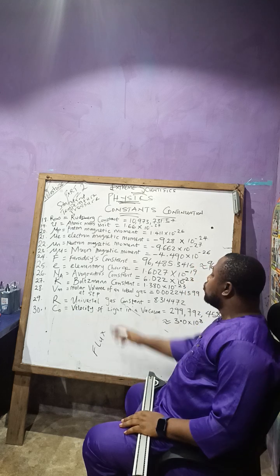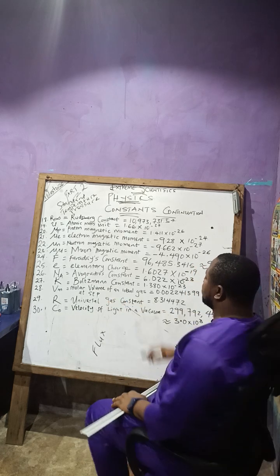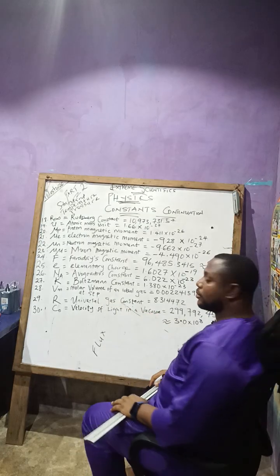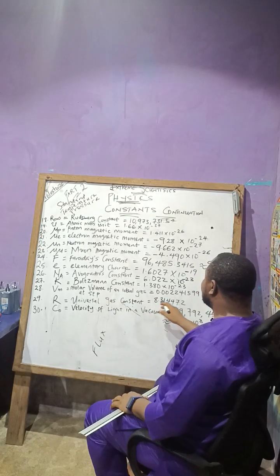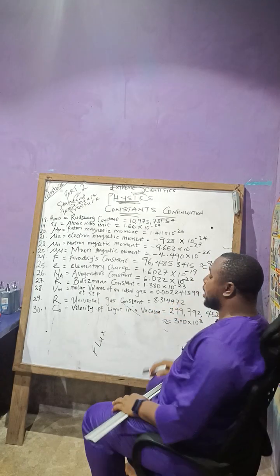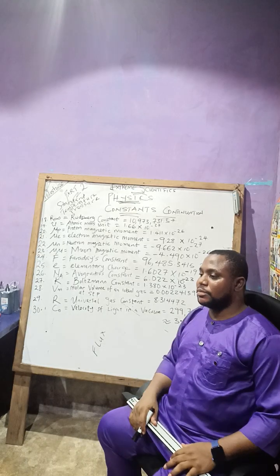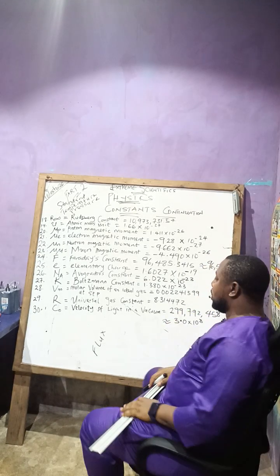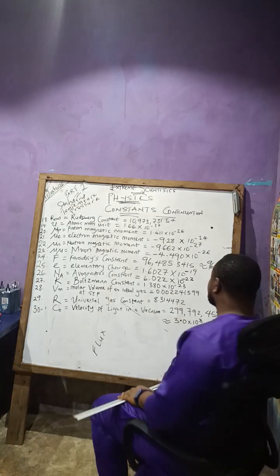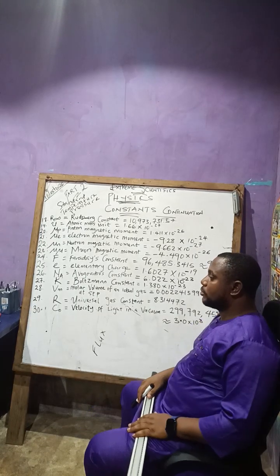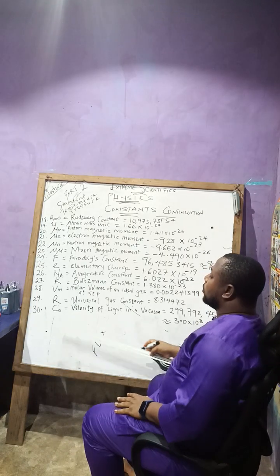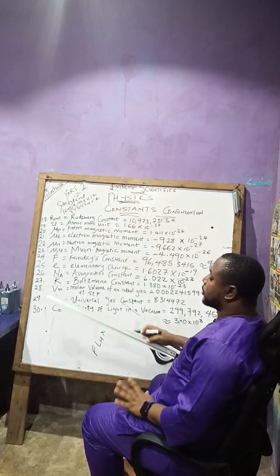Uppercase R. Universal gas constant. 8.314472. Again, again, again. Good. The last but not the least, lowercase c naught.